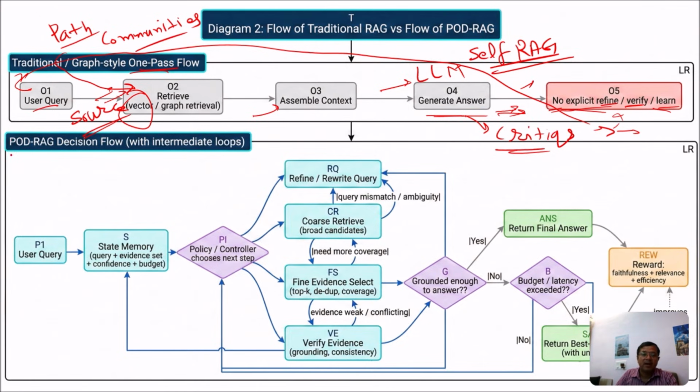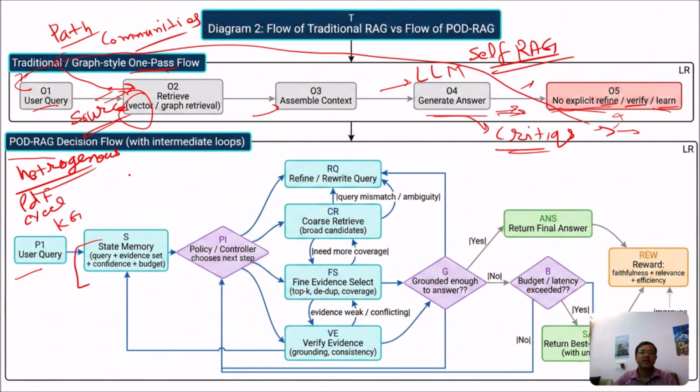But here we are presenting a different style of solution, which is better if you have heterogeneous types of documents. Like suppose you have a PDF, an Excel sheet, a knowledge graph, and multiple different types of documents. Now, how does this kind of system work? Suppose the user asks some query, then the query will go to the state memory. It is actually a pipeline.